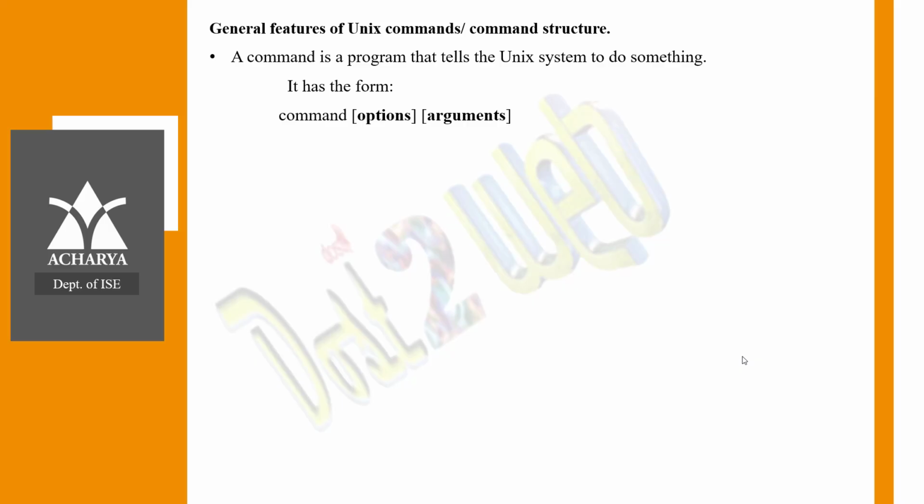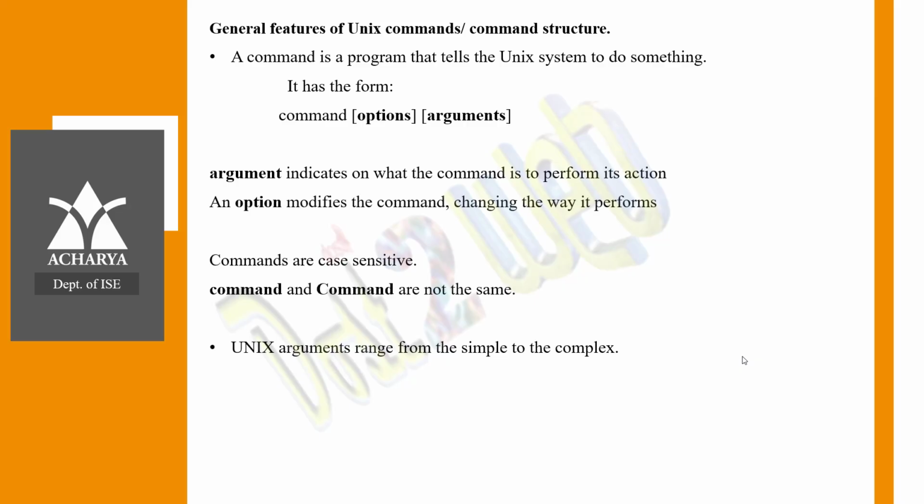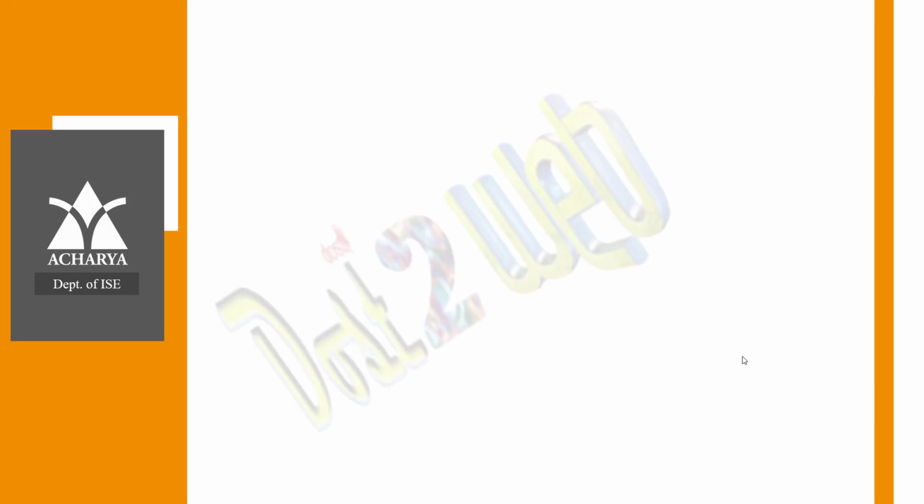If you have any option, you are going to write the option, and if you have any other argument, then you are going to use the argument for that. We discussed what the argument is, what the option is, and we specified that it is case sensitive. Then we discussed that you can use simple to complex arguments based on your requirement, right. And then we discussed what options we have.